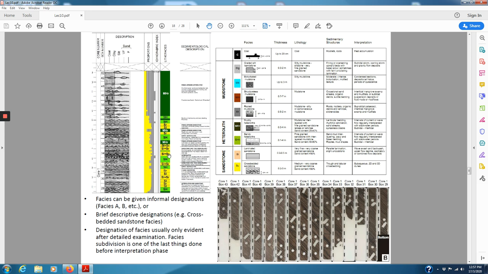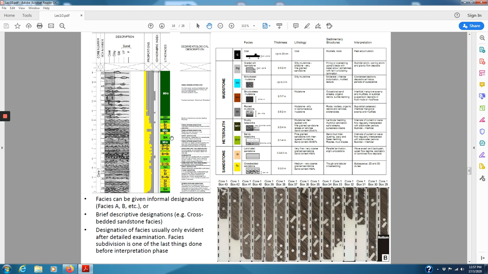So the yellow color can be considered as a single facies. This is your cross-bedded sandstone facies here. And notice, they can repeat themselves, okay? One facies cannot just be constructed as a single part. They can be found at other parts also.